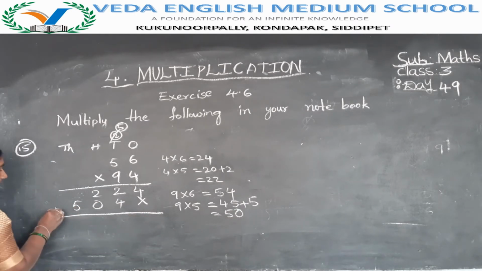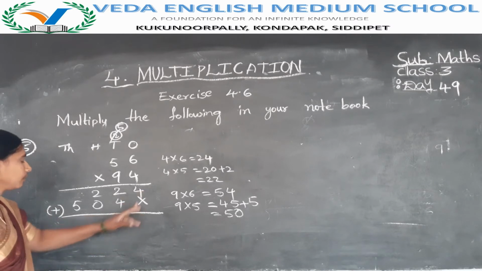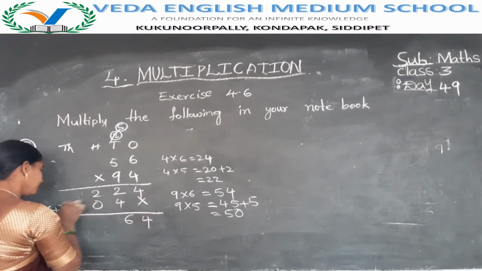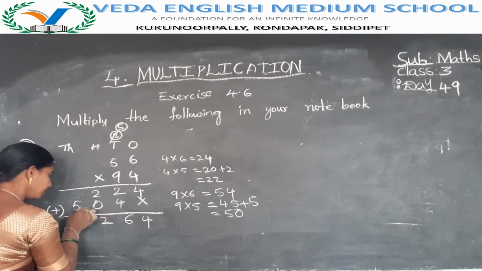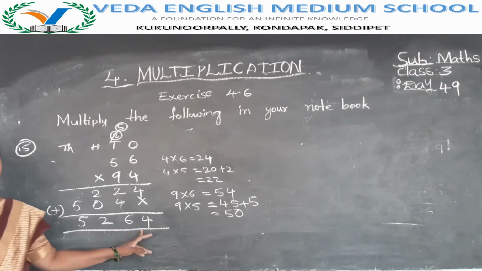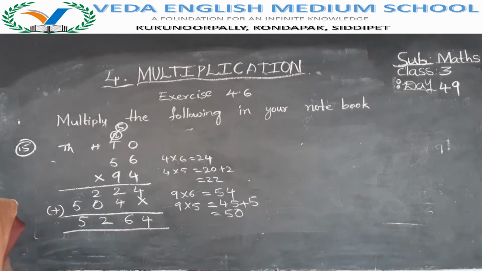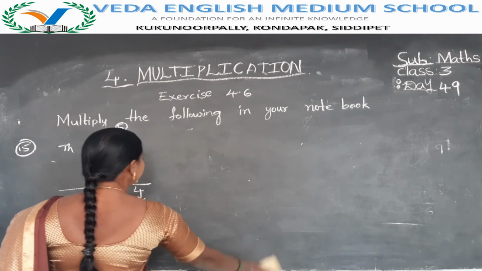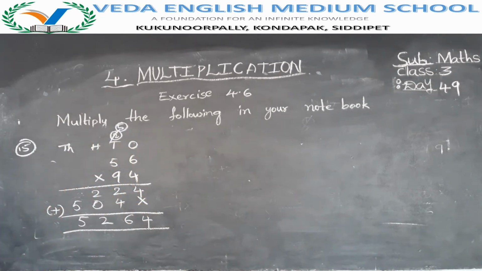So now add this. 4 as is here 4. 2 plus 4 is the 6. 2 plus 0 is the 2. 5. The total answer is the 5264. The 15th problem answer is the 5264. Next to 16th problem.